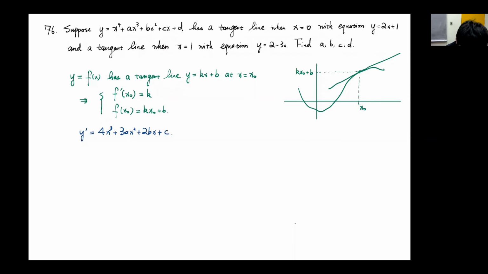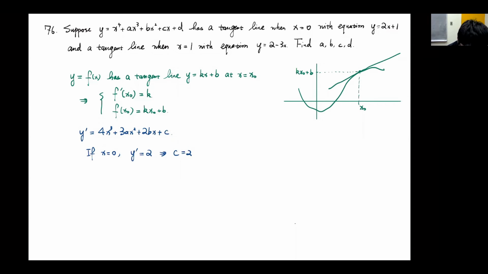Okay, so we know the following: at the point x equals 0, y prime equals 2. This tells me that c equals 2, because if you plug in x equals 0 over here, all these terms are 0. So that basically means c equals 2.